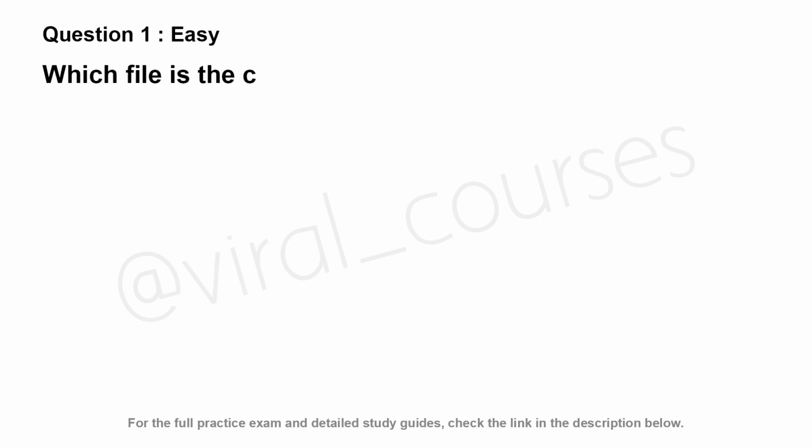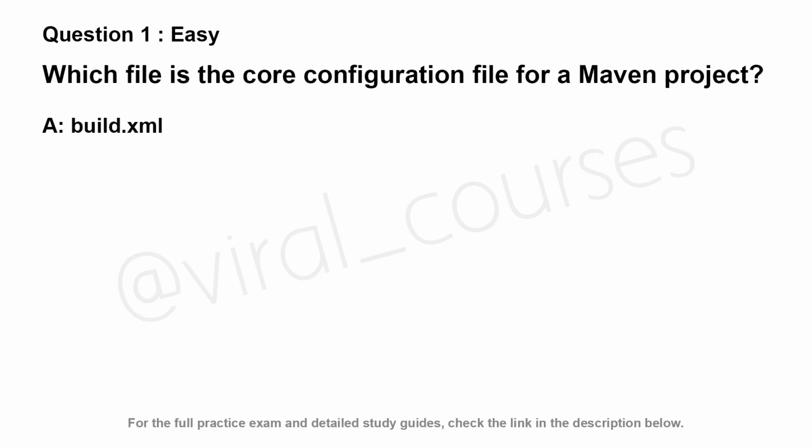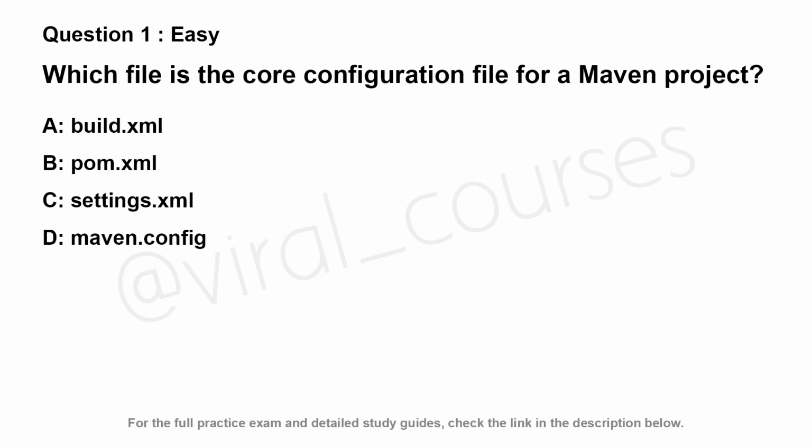Which file is the core configuration file for a Maven project? Option A, build.xml. Option B, POM.xml. Option C, settings.xml. Option D, Maven config.